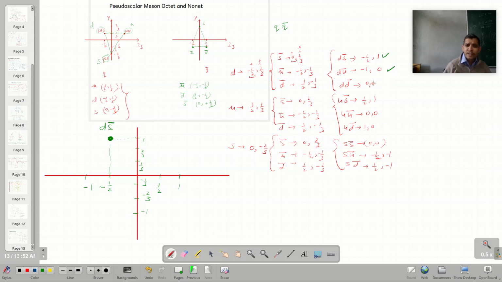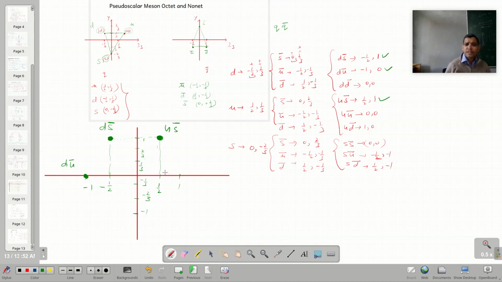Now du bar will be, okay, next point will be this one. So it is 1 by 2 and 1, this point will be here, right? Then du bar will be minus 1 and 0, so this point is du bar, and us bar is this one.